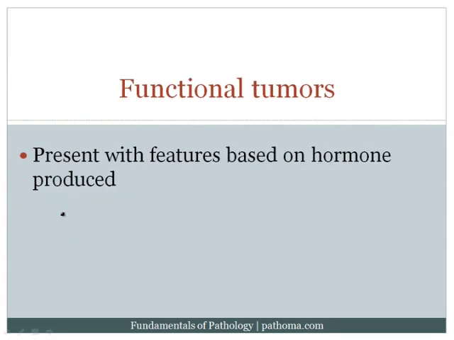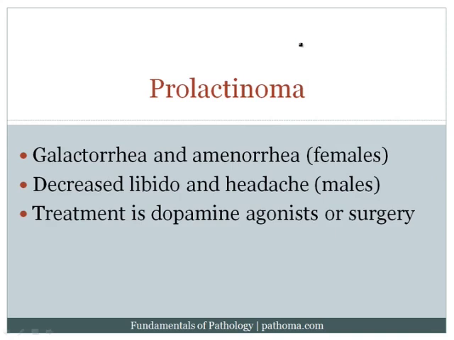Now, functioning tumors are going to present with features based on the hormone produced. Recall that the anterior pituitary produces a bunch of hormones, and theoretically, a functional tumor could produce any of these hormones. However, the most commonly produced hormone is prolactin, and hence the most common type of pituitary adenoma is a prolactinoma. Now, when you have a prolactinoma, it's going to result in signs and symptoms based on the production of prolactin. And you're well aware of the fact that prolactin is important in the production of milk by the breast, and so you'll get galactorrhea.